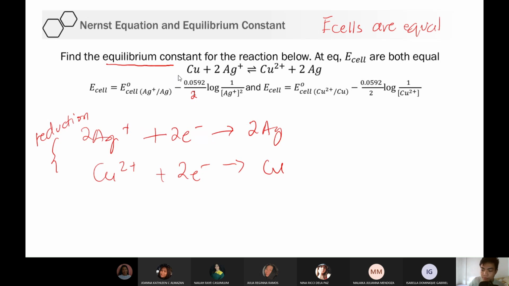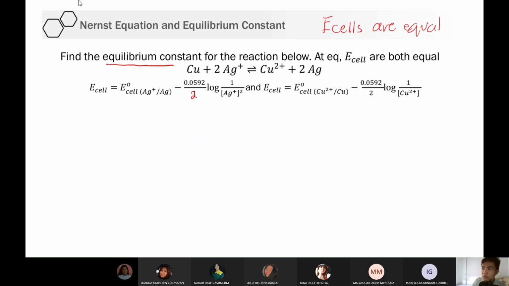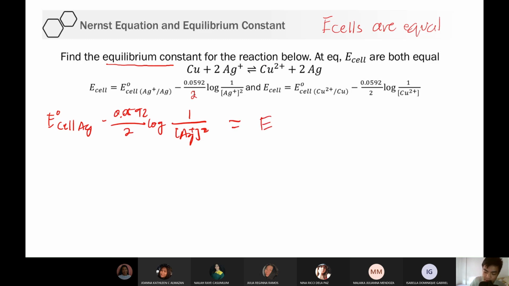So, yan, yung Nernst equation nila. Doon yun nanggaling. And since we assume that the E cell are equal at equilibrium, we can combine these two, no? Pagsamahin natin yung dalawang equation. So, we get E naught cell for the silver minus 0.0592 over 2 log 1 over Ag plus squared, no? Equal yan dun sa kabila. E cell ng copper minus 0.0592 over 2 log copper.